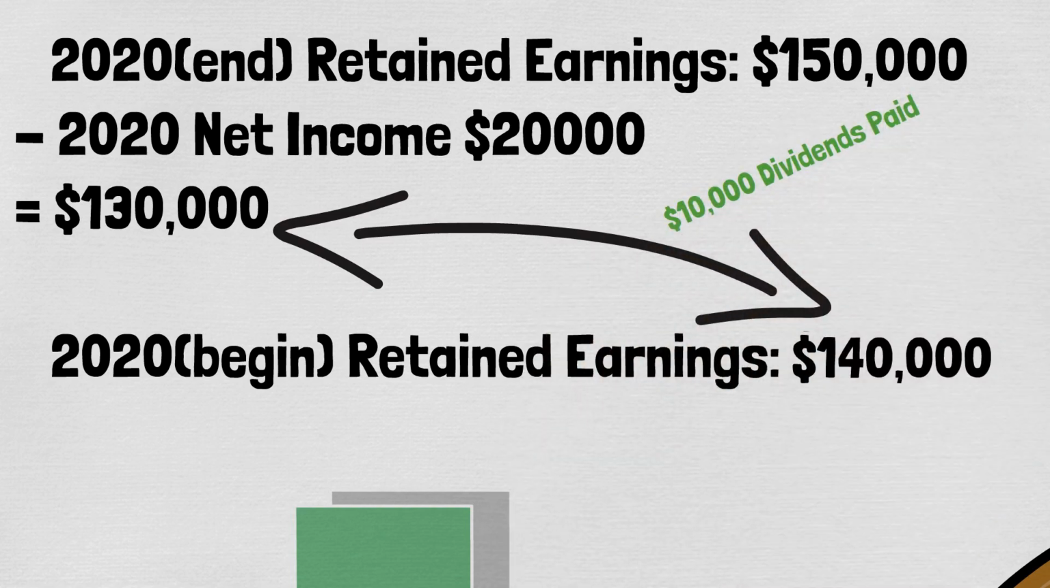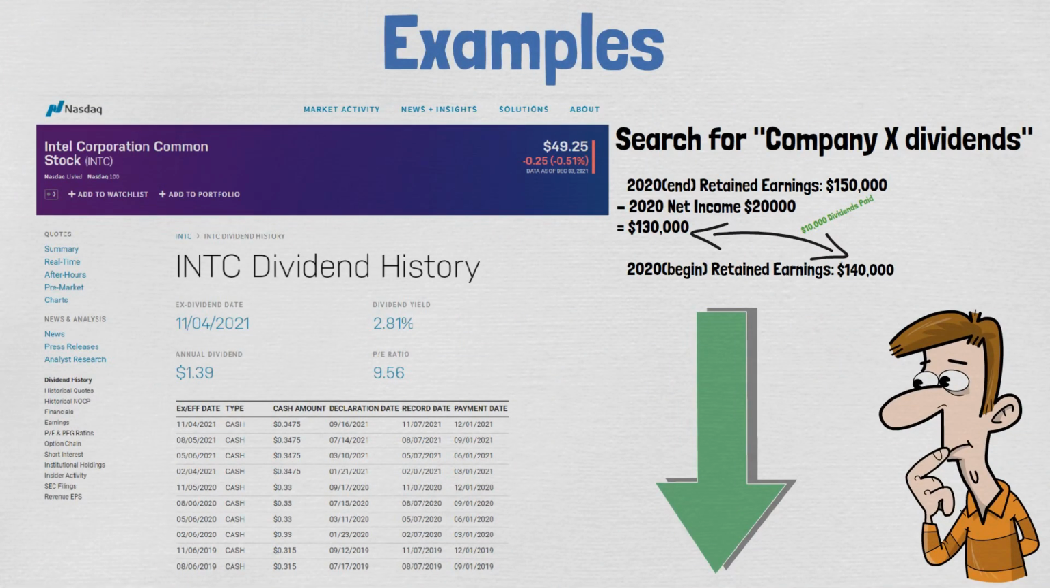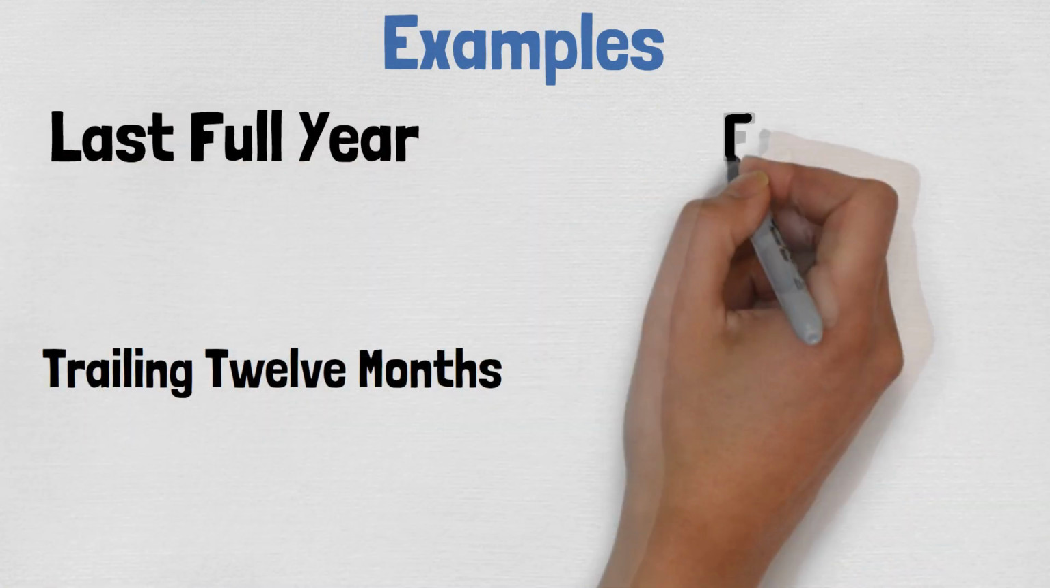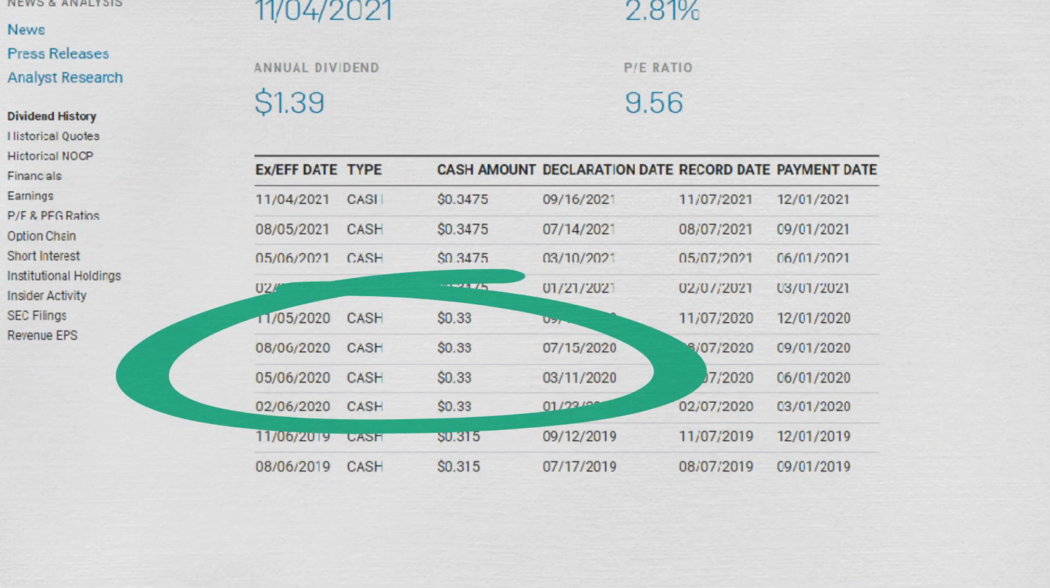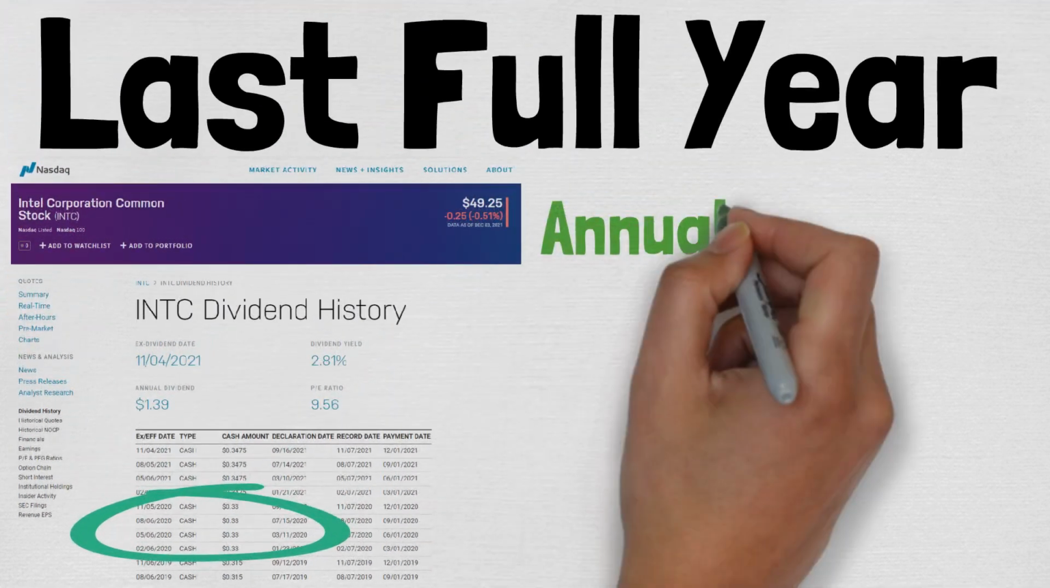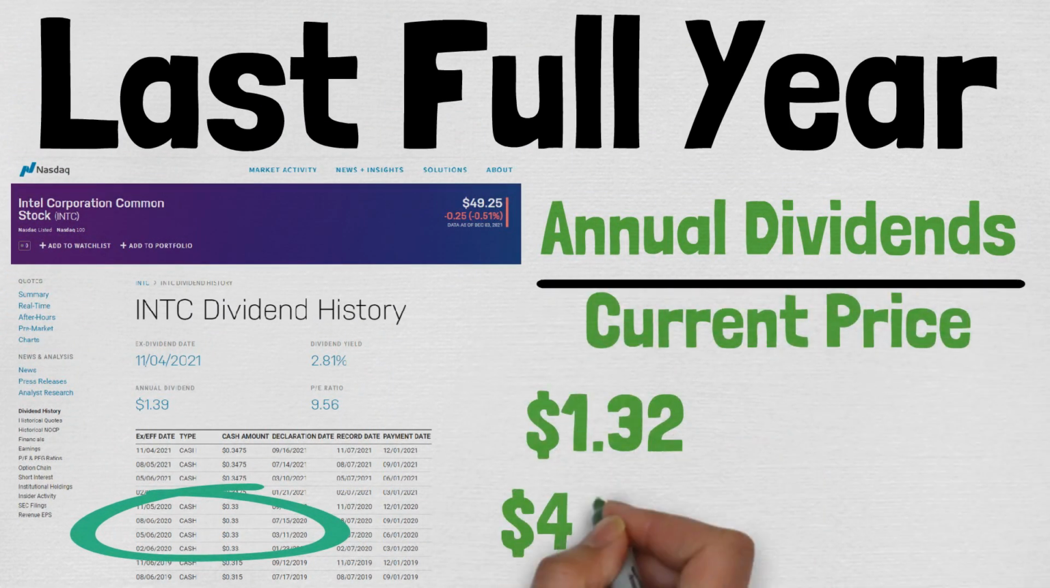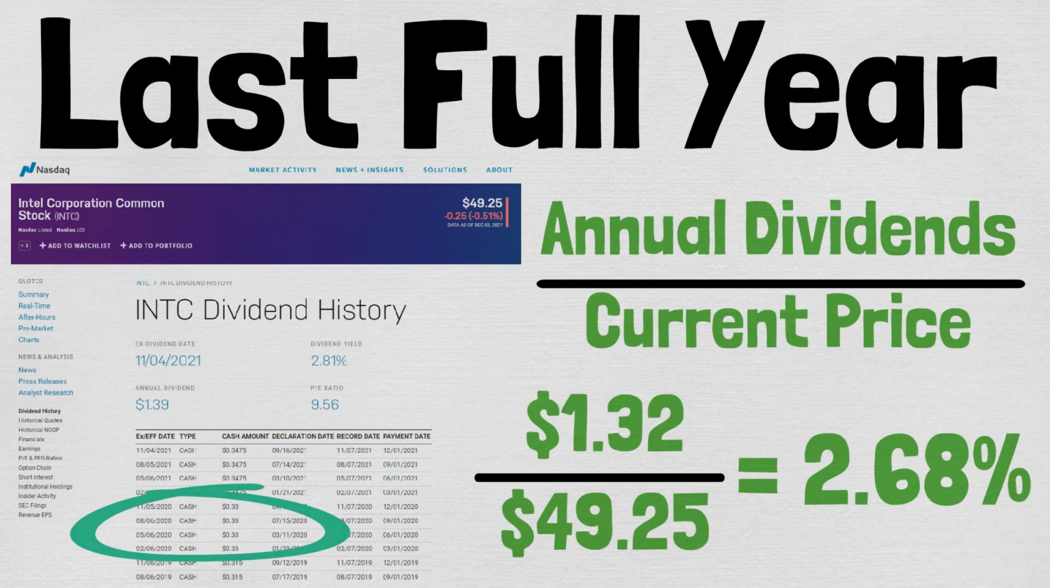For dividend yield, we can use different dividends. We can use last year's dividends paid, trailing 12 months dividends paid, or estimate the future dividends. You can see that Intel paid $1.32 dividends per share last year. The price of one Intel stock is $49.25, so the dividend yield is 2.68%.